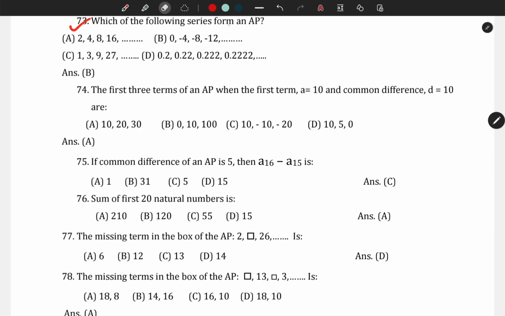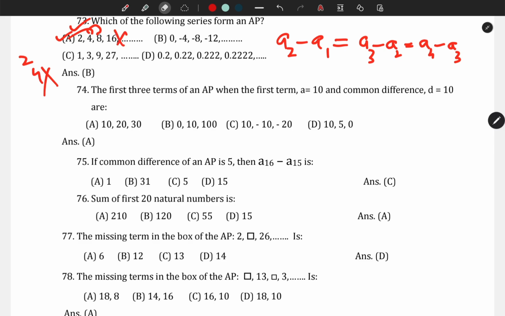73. Which of the following series forms an AP? Now a series will be an AP if the difference between any two consecutive terms, that means a2 minus a1, should be the same as a3 minus a2, should be the same as the fourth term minus the third term, since four terms are given. So if you look at the first option here, 4 minus 2 will give us 2. 8 minus 4 is 4. So they are not equal, so this is not an AP.